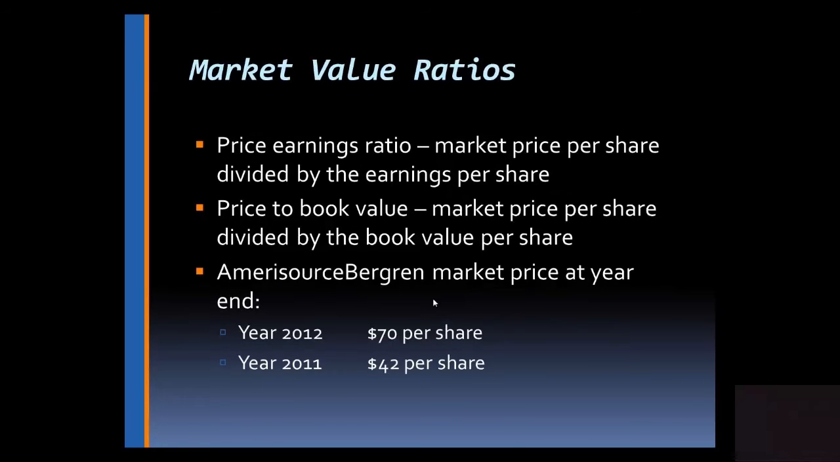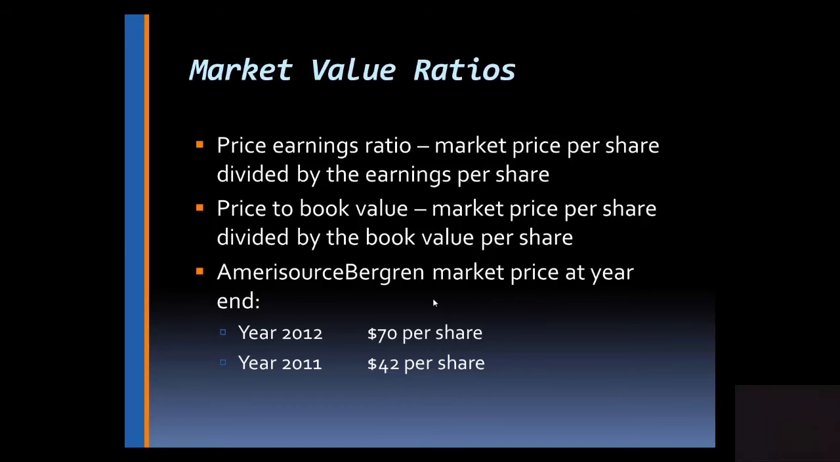Now we're going to look at market value ratios, and there are two of them: price earnings ratio and price to book value. Price earnings ratio is an indication of how the market is converting the earnings per share to a stock price. And the price to book value compares the market price, the amount that a shareholder is willing to pay in the open market for a share of stock, to the book value of that share.